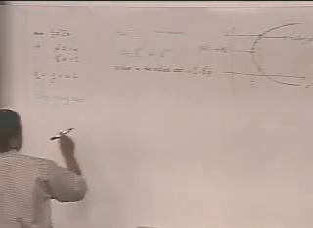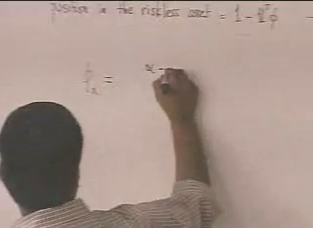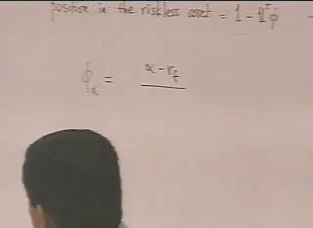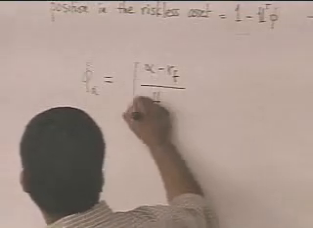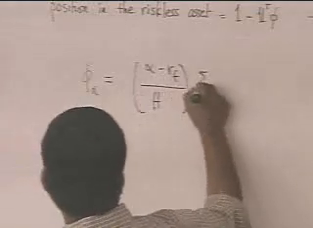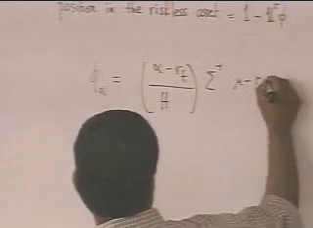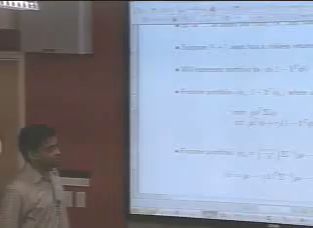And you end up getting that phi star alpha here, or phi alpha, is simply given by alpha minus RF divided by, what is it, H times sigma inverse of mu minus RF1. It's the same exercise as we did before, just a bunch of things you end up calculating.